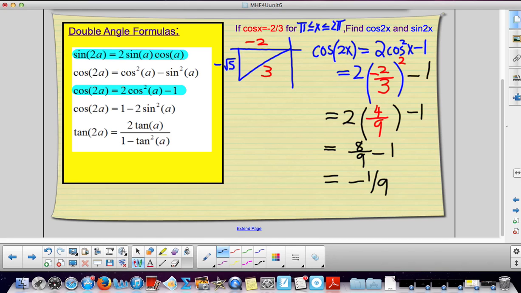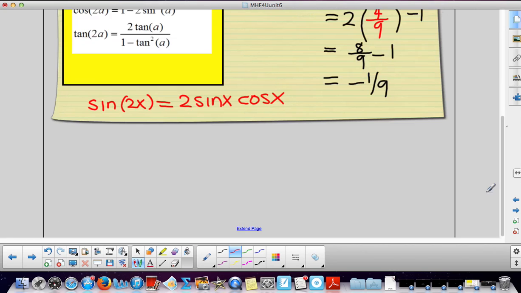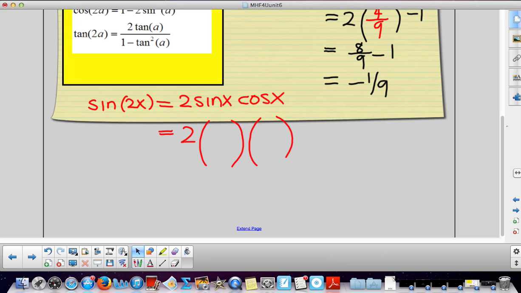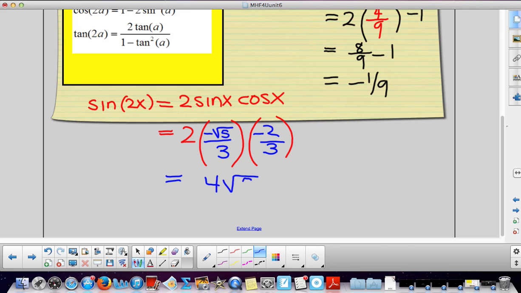Now, looking at that same triangle, my sine 2x formula is a little bit different. That's going to be equal to 2 sine x times cos x. Now, I know that that is 2 times my sine x value times my cos x value. My sine x value for this particular triangle is opposite negative root 5 over my hypotenuse of 3. Cos is negative 2 over 3. When you multiply everything together, you don't have to rationalize the denominator because there is no radical in the denominator, so we can leave our answer as positive 4 root 5 over 9.